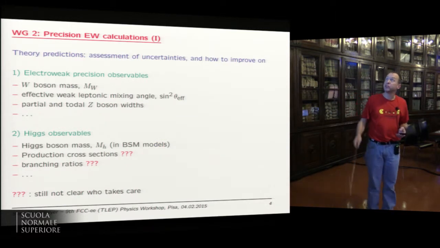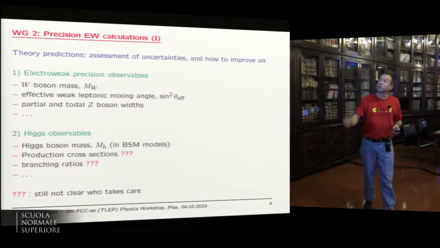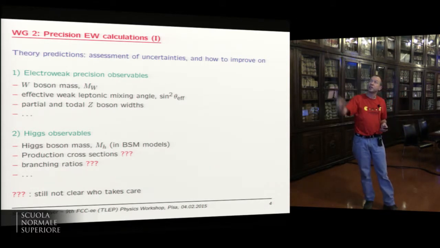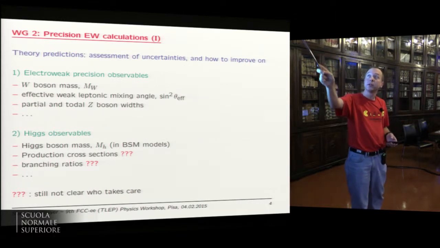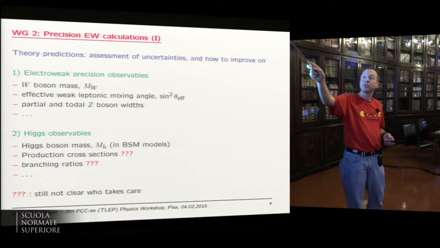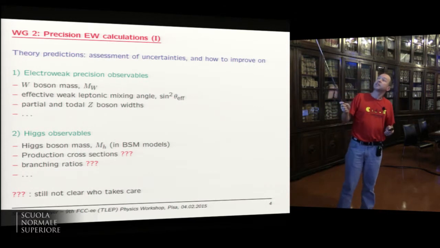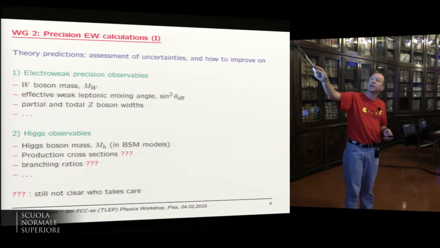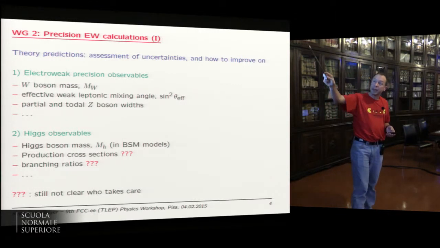Now, coming to working group two, precision electroweak calculations. For theory predictions, what we want to do is an assessment of the uncertainties and how to improve on them. One part is the electroweak precision observables, like the W boson mass, the effective weak mixing angle, and the partial and total Z boson width. I will come back to this later. This will also be a subject of the next talk.